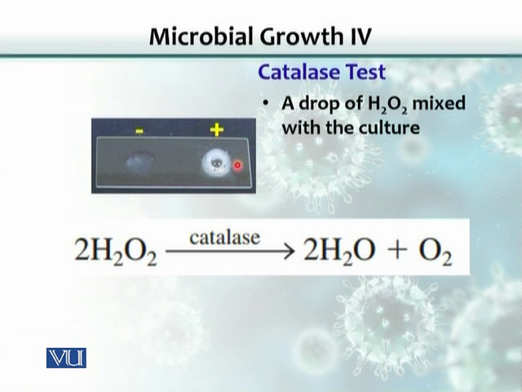If the bacterium has the enzyme catalase in it, it would use this hydrogen peroxide and convert it into water and oxygen. And oxygen would form these bubbles. As you can see, small bubbles there. And that indicates the presence of catalase in this particular bacteria that we tested here.